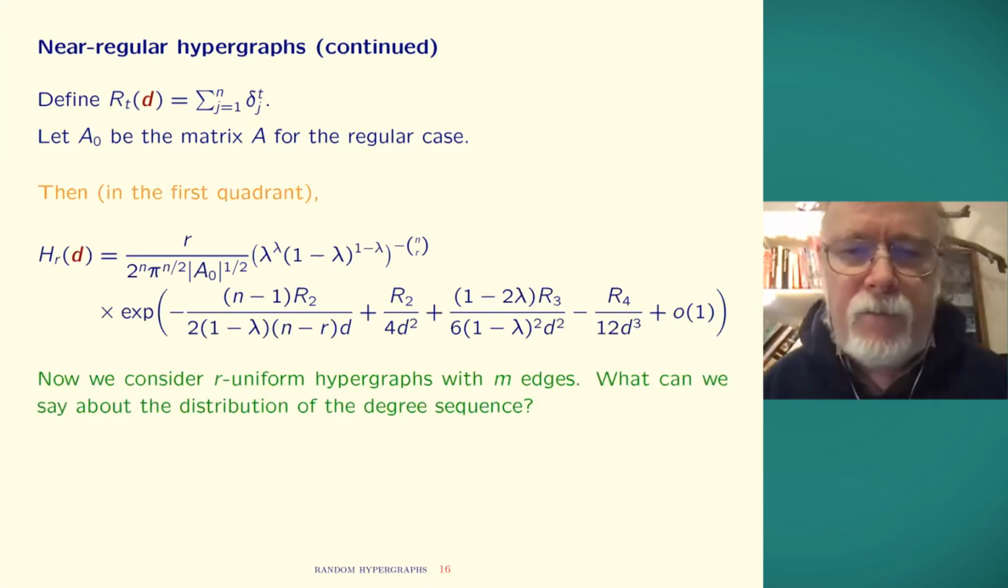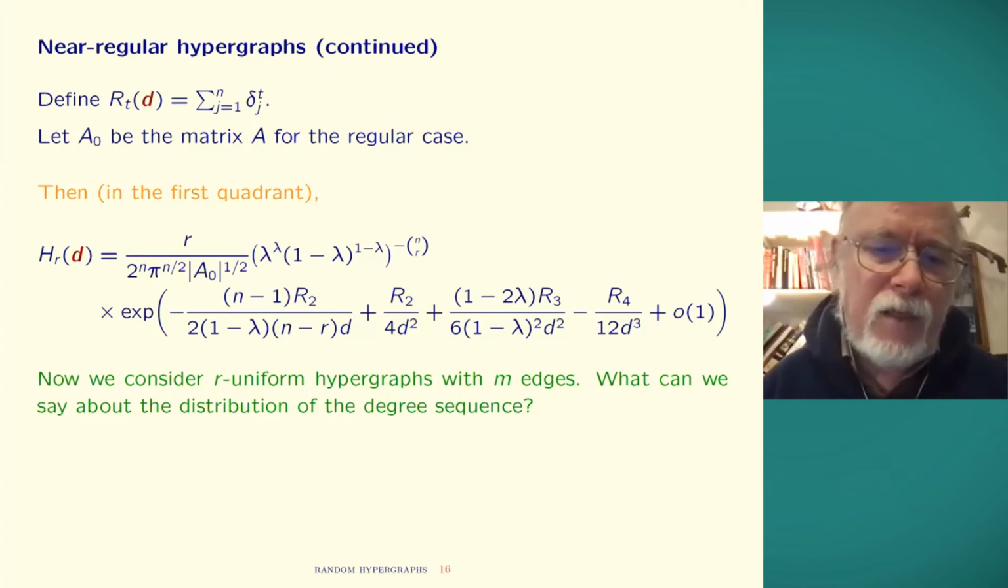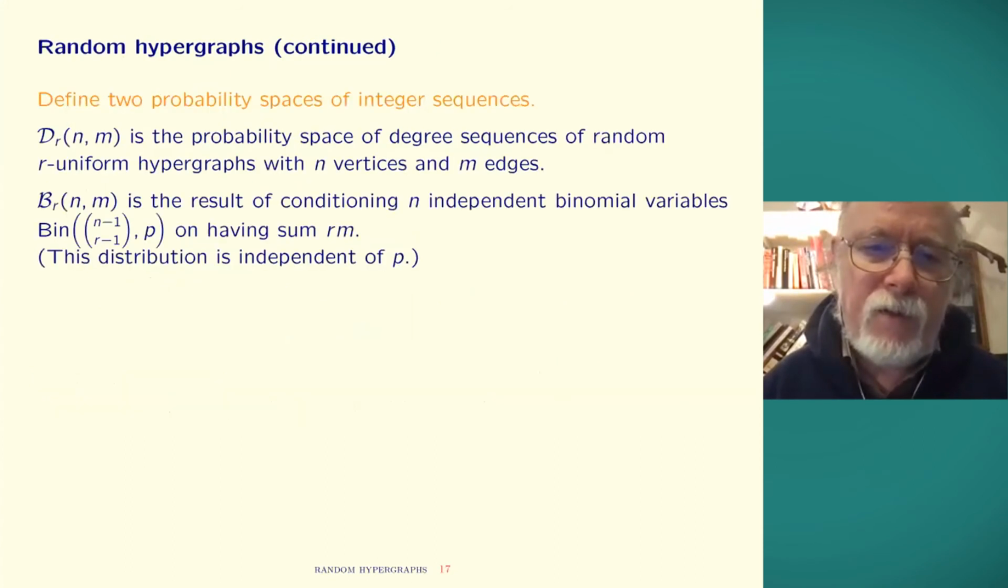So now let's move to the problem we started with. What about a random hypergraph? We've got the number of them. So what can we say about the distribution of the degree sequence? Okay, so let's define some probability spaces.